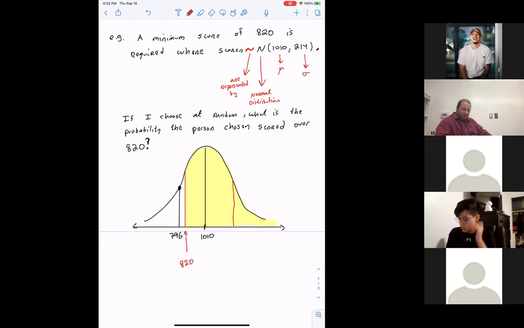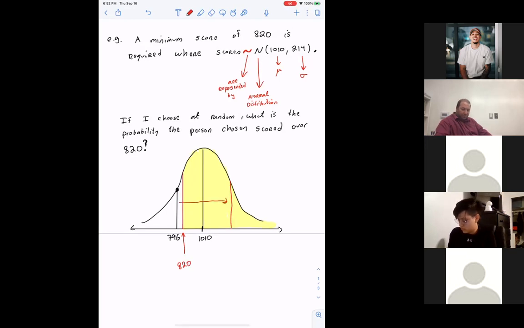Let's think about it. This part here, if I go all the way to 796, what percent is that from last time? 68. That's 68%, right? All of that 68%, which means the outside 2 parts have to total how much?